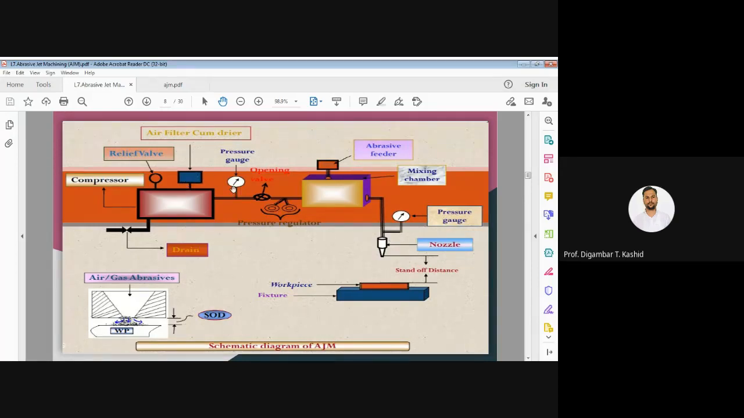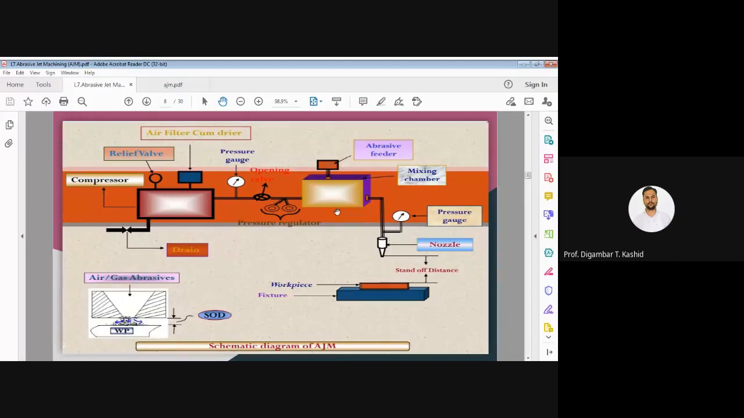With the help of this you can find out the pressure inside this reservoir. Again there is an opening valve. Here you can see in the red color I have shown, there is an opening valve. Again there is the pressure regulator, and here is the main element, the abrasive feeder. With the help of this abrasive feeder you can supply the abrasive particles in this chamber. Inside this there is a mixing chamber itself, where air and the abrasive particles mix together.